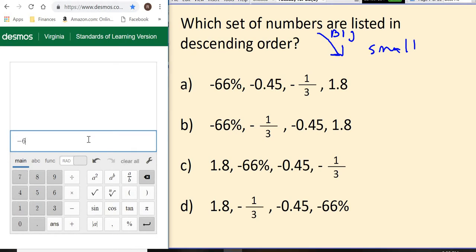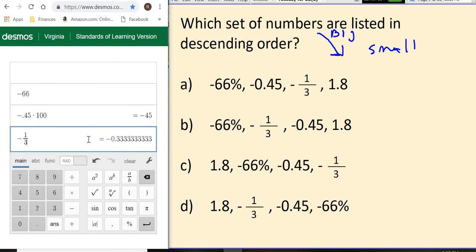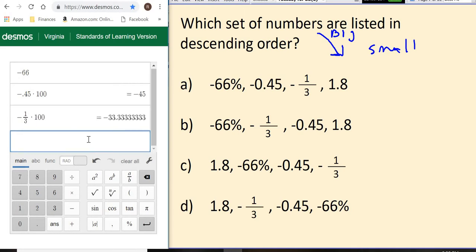I know that I've got negative 66, that's percent, so I'm just going to leave it alone. I've got negative 0.45, and I know I need to make it a percent, so I'm multiplying it by 100. I've got negative 1 divided by 3. Again, I have to make it a percent, so I'm multiplying by 100. And finally, I have 1.8, and I'm going to make that a percent by multiplying by 100. So I've got negative 66%, negative 45%, negative 33%, and 180%.